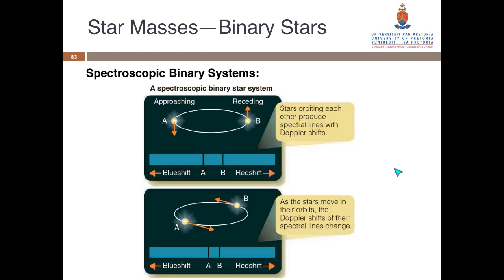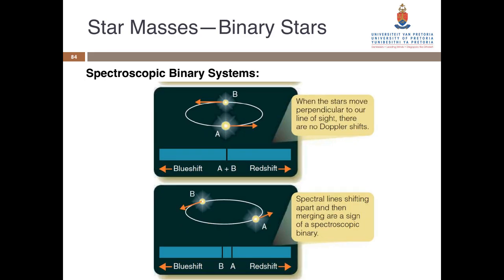So when we have a spectroscopic binary, if one star is moving this way in its orbit, it's receding from us and it's redshifted. And star A in its orbit is moving towards us, so that means it's blueshifted. So now this one becomes more blueshifted, that one becomes more redshifted as they move around in their orbit. And that is how we determine it is a spectroscopic binary.